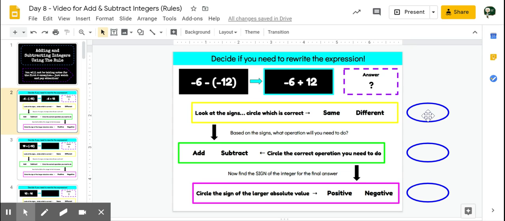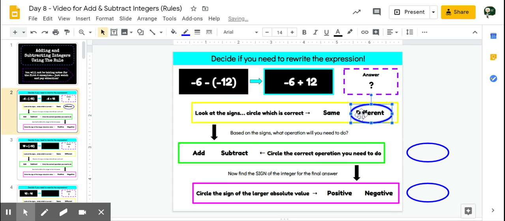We look at these signs, and the first one is a -6. The second one is a +12. So that means these signs are different. One's negative and one's positive. So we're going to drag this over to show us that those signs are different.